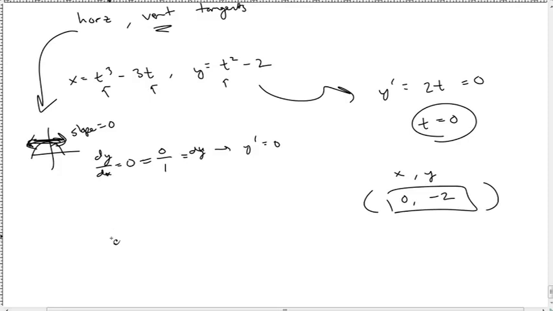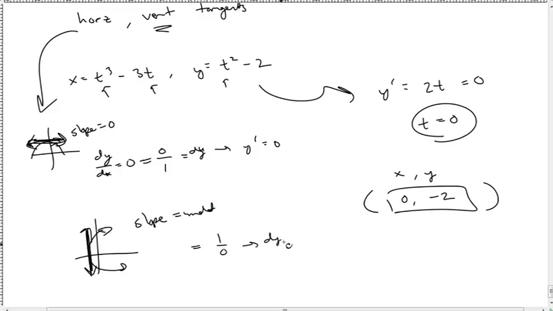Now for vertical tangents, I'm just going to make up a sideways parabola, let's say. Vertical tangent looks like that. So what's my slope of a vertical tangent? It is undefined. What it means is that I have something divided by 0, which again, this is a dy/dx. And so I'm saying my dx is equal to 0, my x prime is equal to 0.